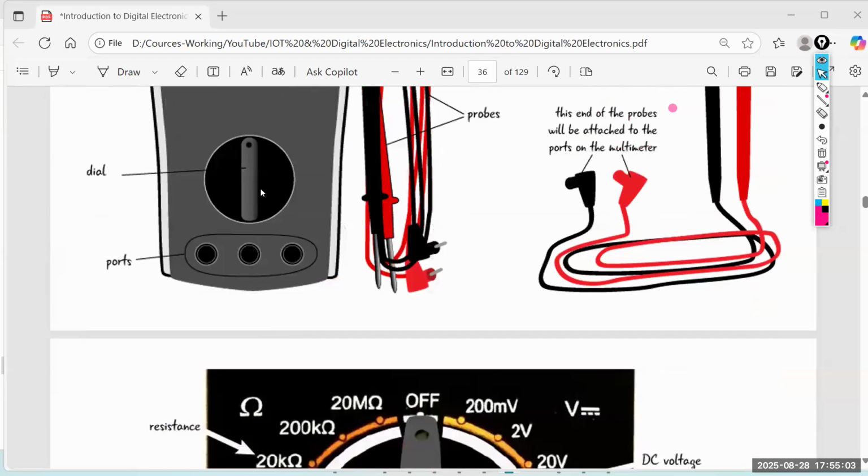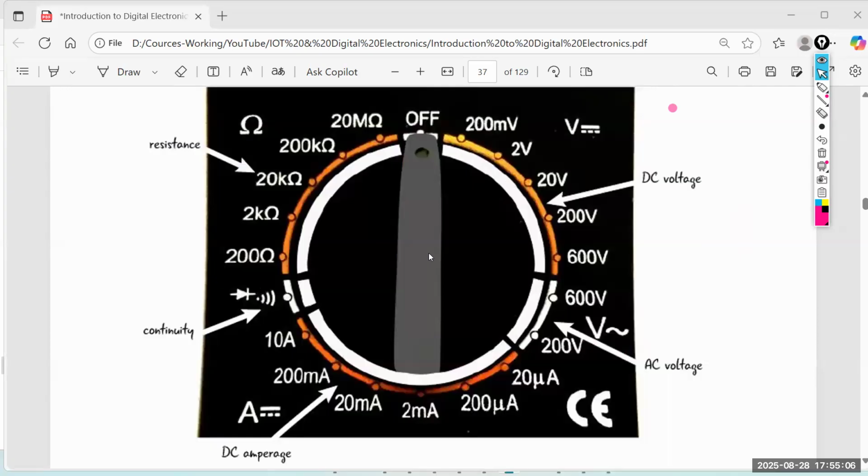So this is this particular dial magnified version. When it is in this position, your multimeter is off. That means it is not going to work. And here you can see voltage values, up to this point, 200 millivolt to 600 volt. Then it keeps increasing also. But this is for DC voltages. This is for AC voltages. Anyway, we are not interested in AC voltages.